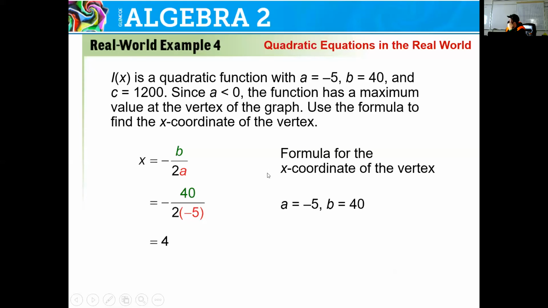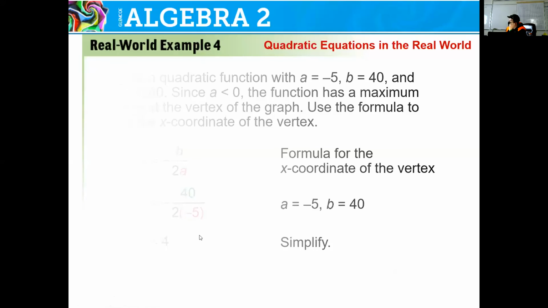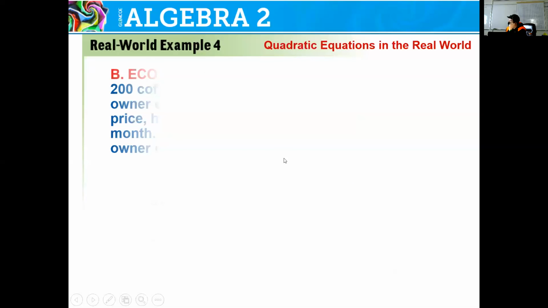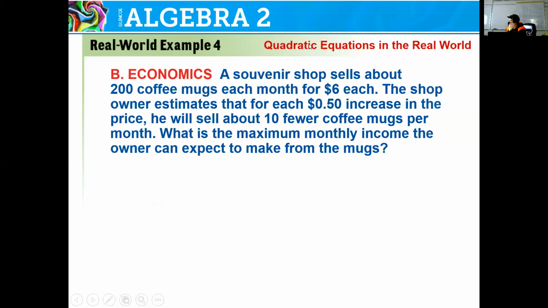So once we plug it into x is equal to negative b over 2a, we get our axis of symmetry and the x value of our vertex, which is 4. Okay, and then we plug 4 into that equation. And we get that it should be $8.